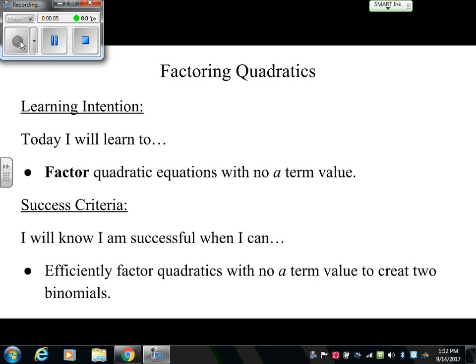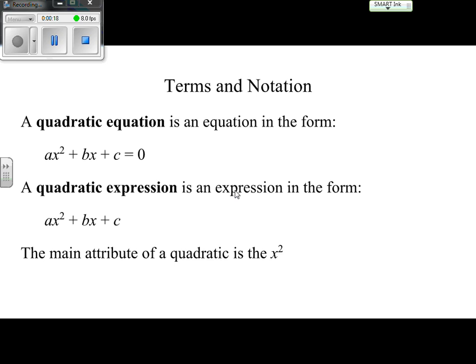Today will be all about factoring quadratic equations, specifically with no a-term value, and we'll talk about that in a few slides. Our goal is to be able to efficiently factor quadratics with no a-term in order to create two binomials. Our first thing we want to talk about is what is a quadratic equation.